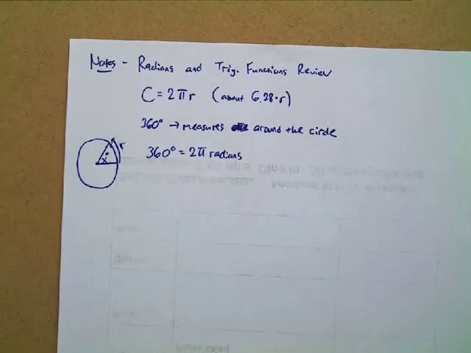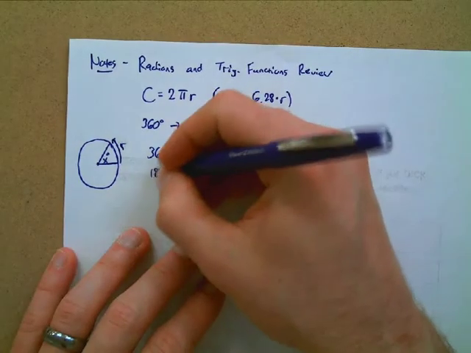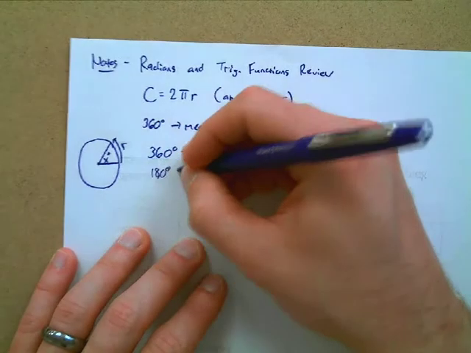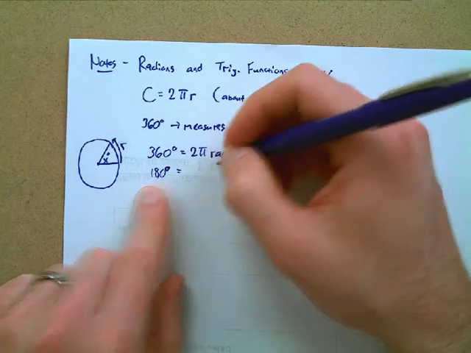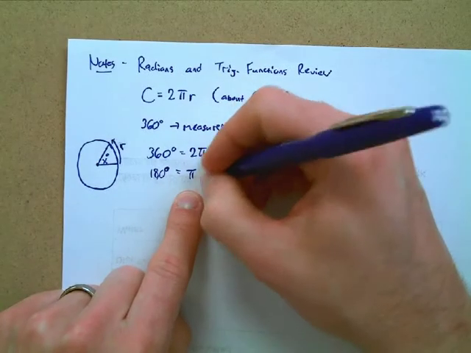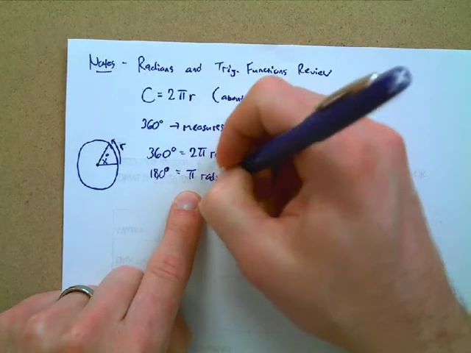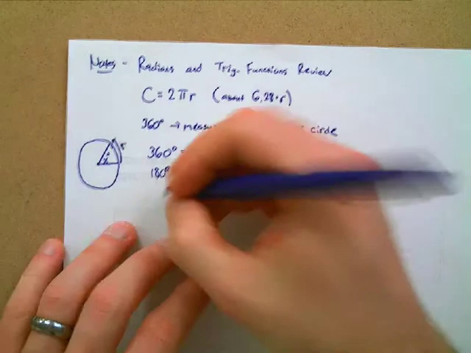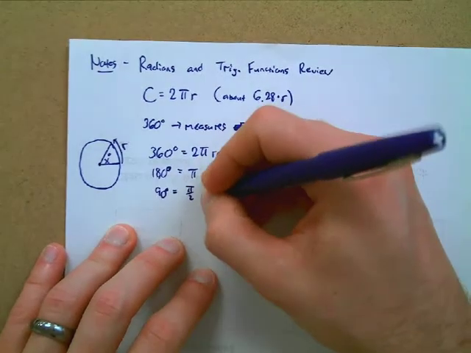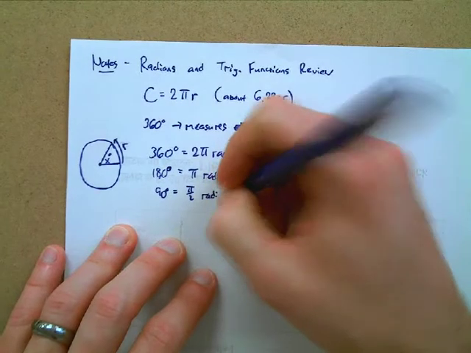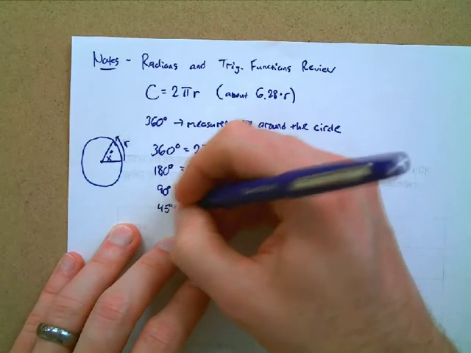And so we also said, if 360 degrees goes around the outside, and that's 2 pi radians, then 180 degrees, which is half the circle, would be half the number of radians, so that's pi radians. And 90 degrees would be equal to pi over 2 radians. And 45 degrees is pi over 4 radians.